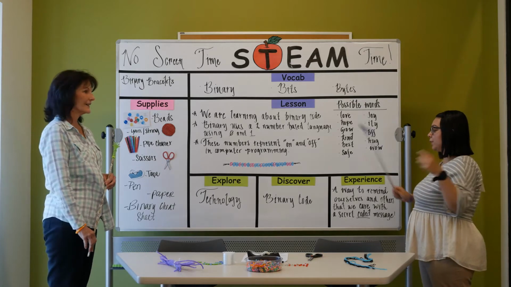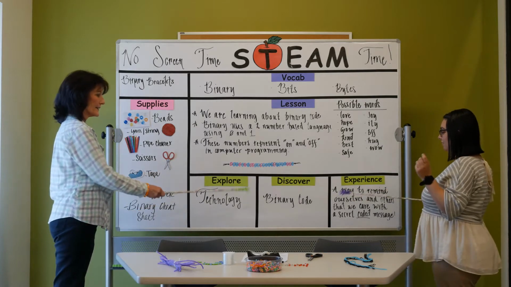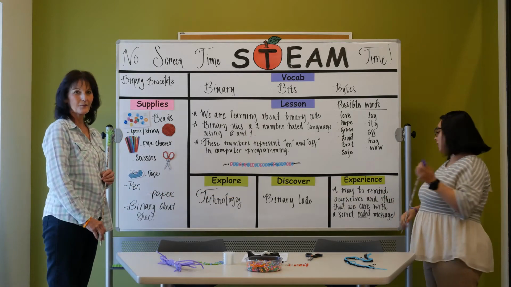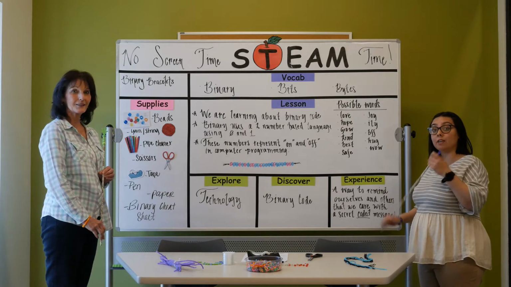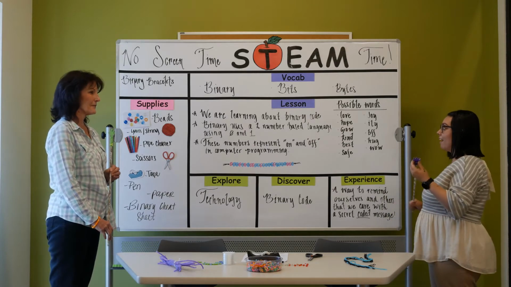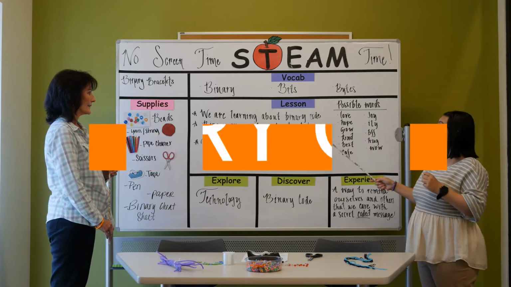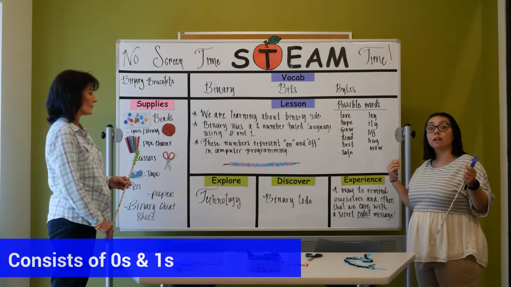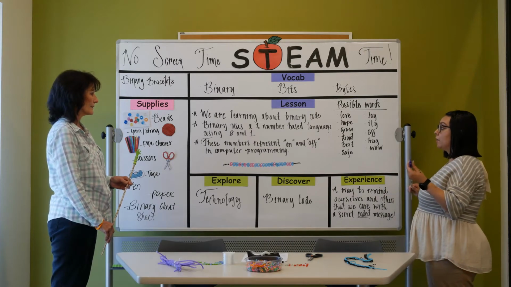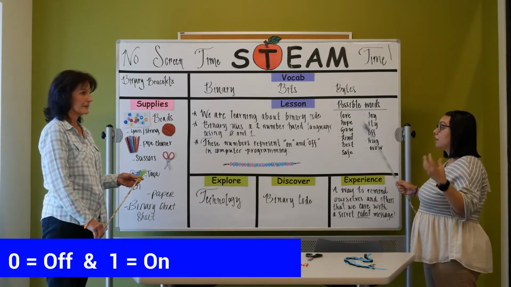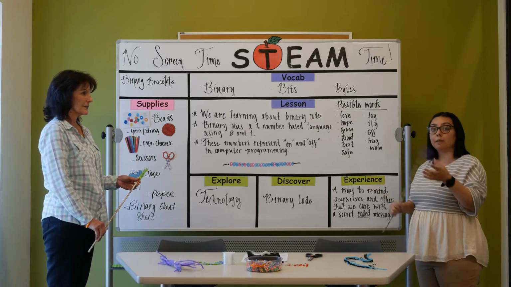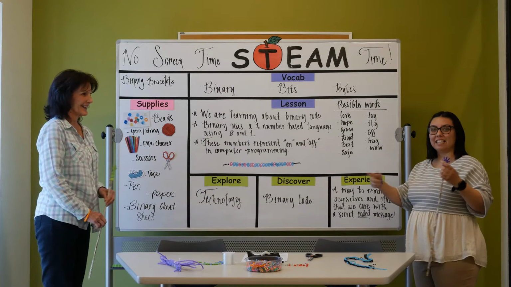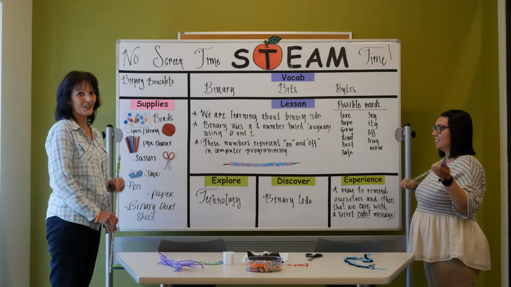And today we are going to explore technology, discover binary code, and experience a way to remind ourselves and others that we care with a secret coded bracelet using binary code. For today's lesson, we are focusing on binary code. Binary uses a two-number based language which consists of 0s and 1s, and those numbers represent on and off in computer programming. So we are going to be making bracelets using the 0s and 1s that represent letters. I think you guys are going to like this one.